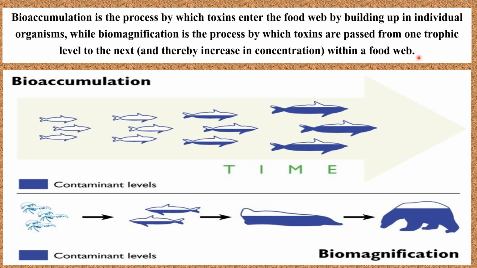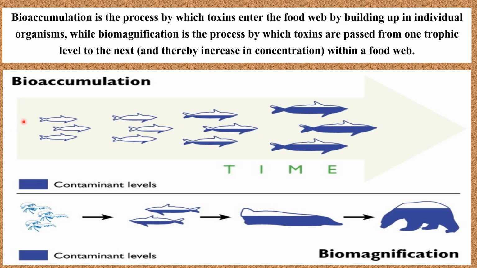So the major difference between these two is that bioaccumulation focuses on the accumulation of substances within individual organisms. In the case of biomagnification, the focus is on the increase in concentration of substances as they move from one trophic level to the next trophic level in the food web. Let's understand with the help of an example.